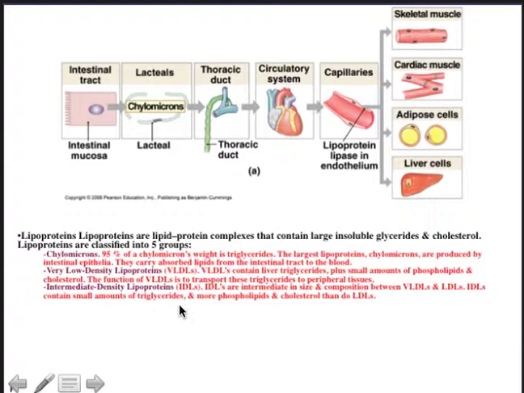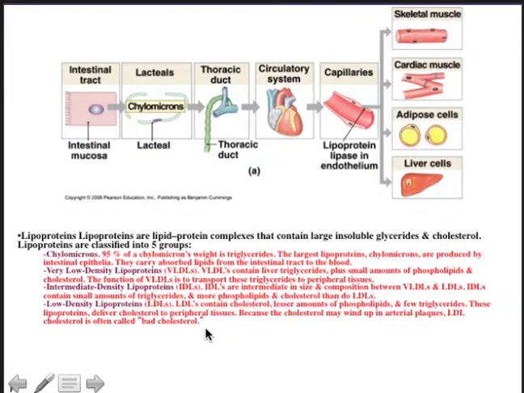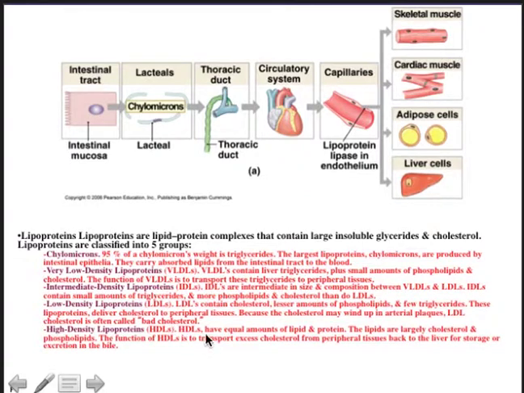Intermediate density lipoproteins are intermediate in size and composition between VLDLs and LDLs, and they contain small amounts of triglycerides and more phospholipids and cholesterol than LDLs do. Low-density lipoproteins contain cholesterol, lesser amounts of phospholipids, and few triglycerides. These lipoproteins deliver cholesterol to peripheral tissues. Because the cholesterol may wind up in arterial plaque, LDL cholesterol is often called bad cholesterol. Anytime you see LDL, low density, this is the type of triglyceride intermediate, storage intermediate, that indicates that you're in fat storage mode.